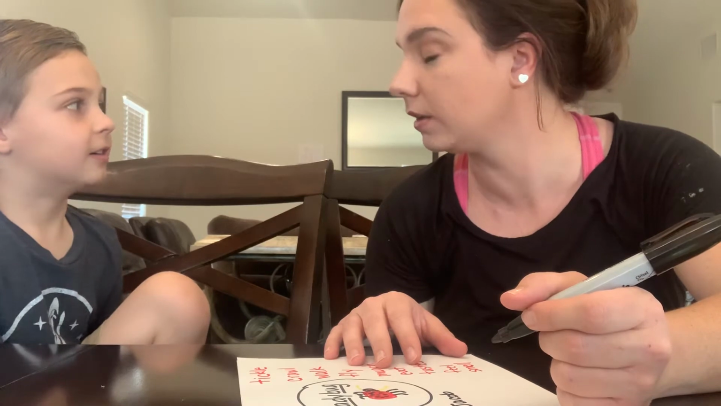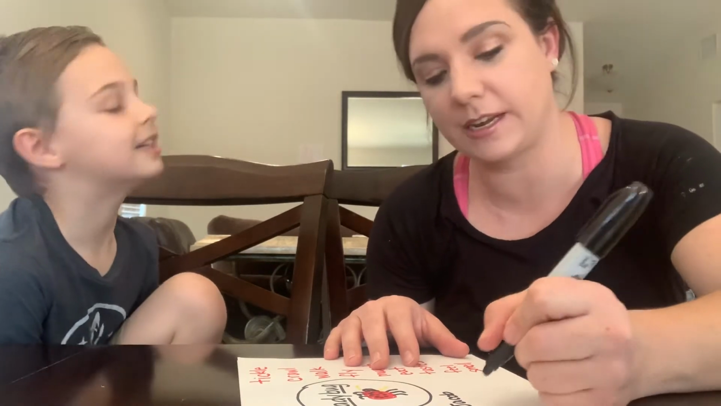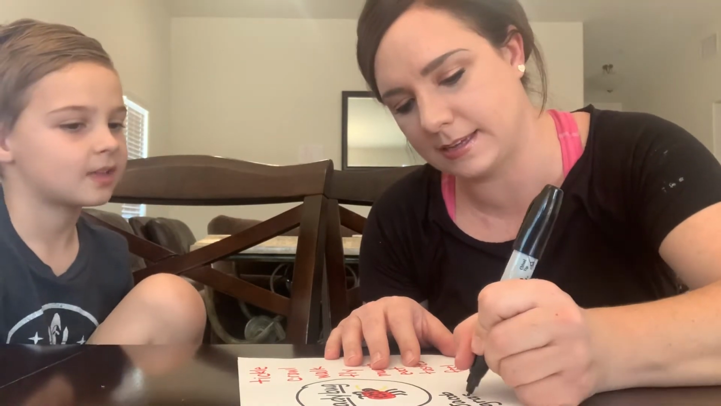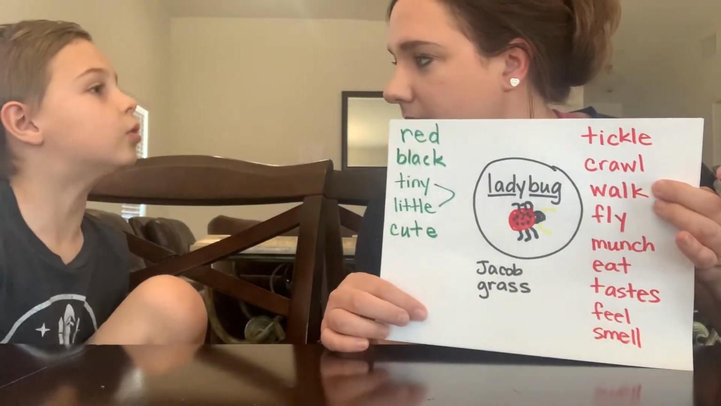G, g, g, g. What letter says g, g? G. So we have G. Say R, A, S, S. We have Jacob. We have grass. That's a person. That's a place.